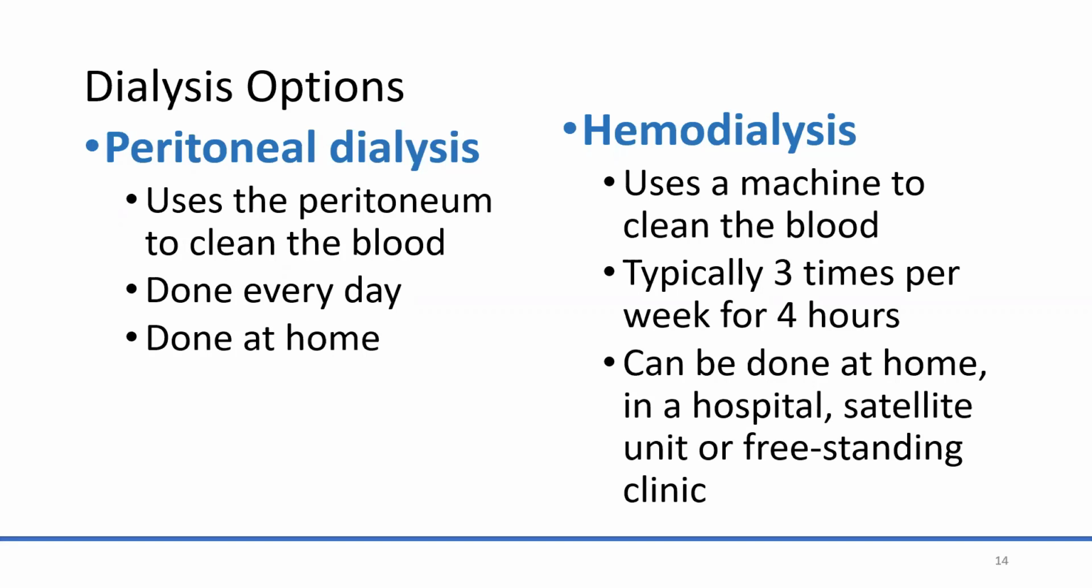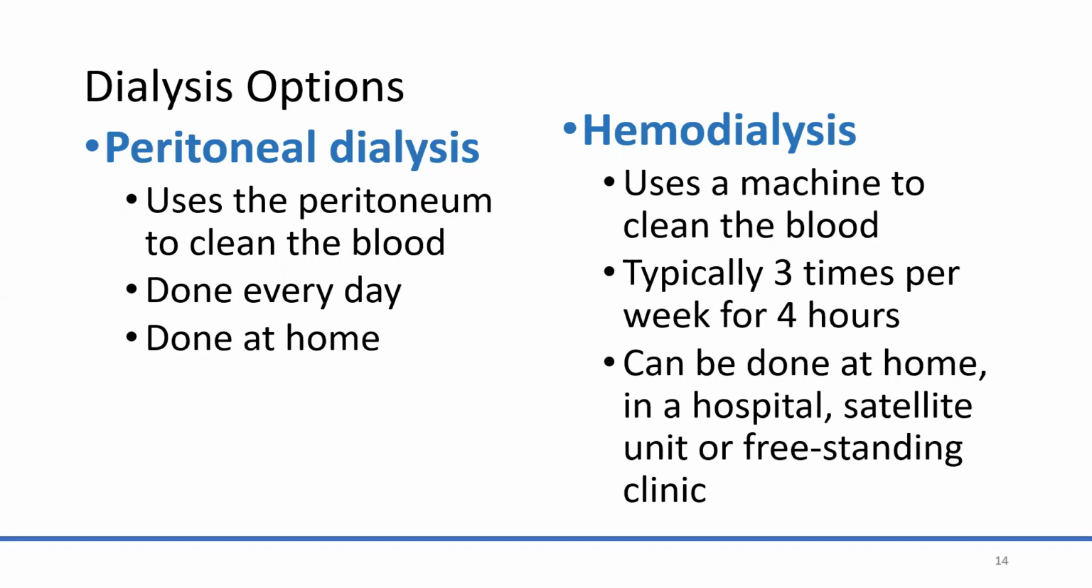Hemodialysis, or blood dialysis, uses a machine to clean the blood. The machine may be big, the machine may be small. Typically, hemodialysis is 3 times per week for about 4 hours. That's typical, but again, everyone is different.